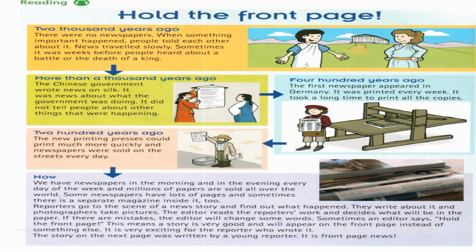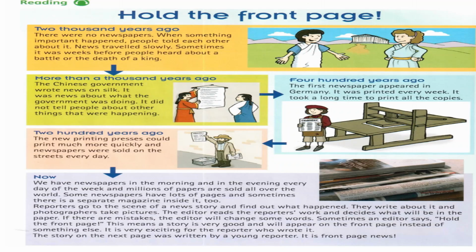400 years ago, the first newspaper appeared in Germany. It was printed every week. It took a long time to print all the copies. 200 years ago, the new printing presses could print much more quickly, and newspapers were sold on the streets every day. Now, we have newspapers in the morning and in the evening every day of the week, and millions of papers are sold all over the world. Some newspapers have lots of pages, and sometimes there is a separate magazine inside it too.